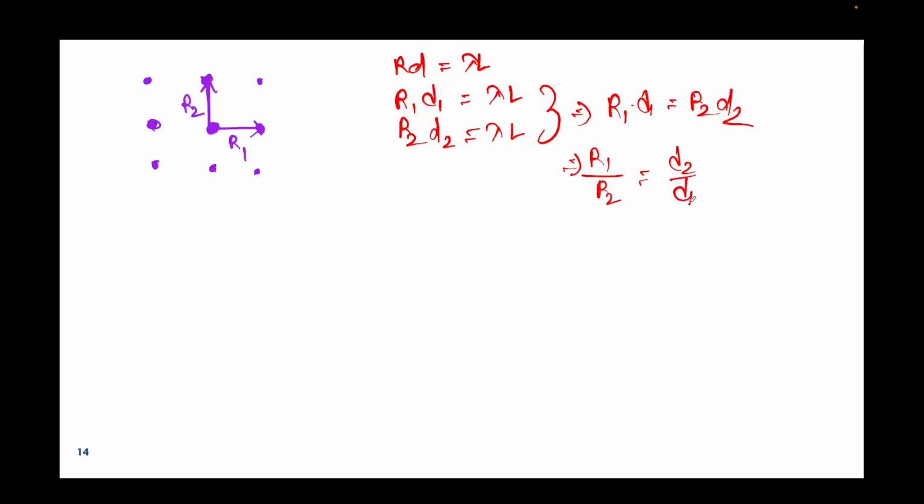What do we mean by D? D is the interplanar spacing. D1 is the interplanar spacing corresponding to this spot. D2 is the interplanar spacing corresponding to this spot. Now I don't have the D1 and D2 values. So how should I find them?